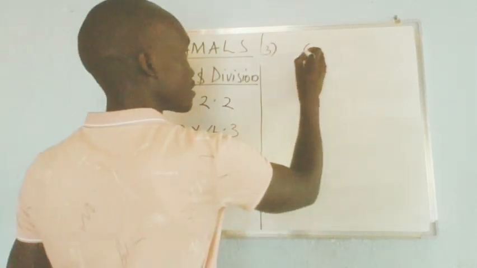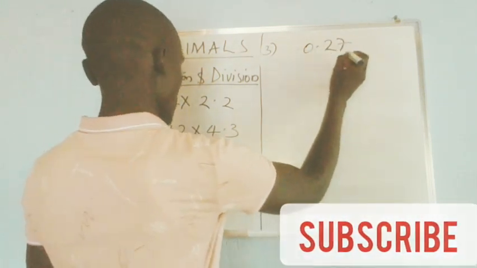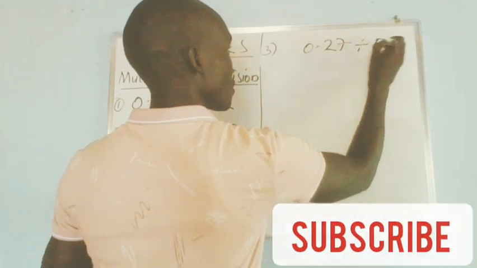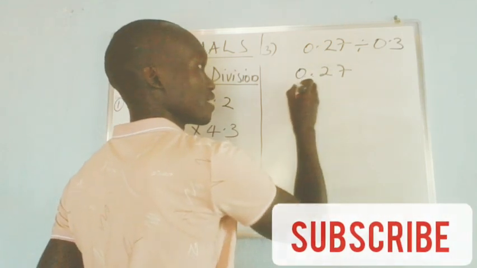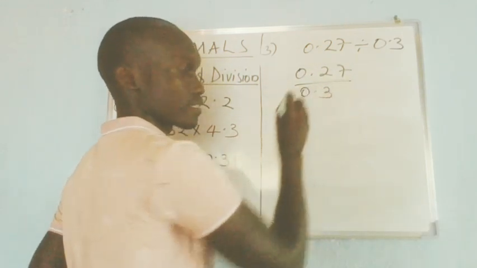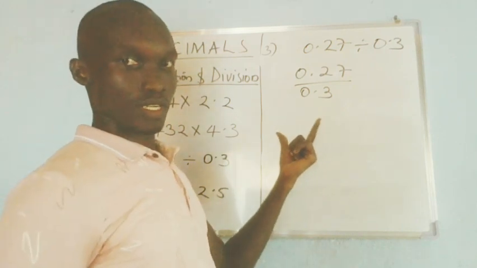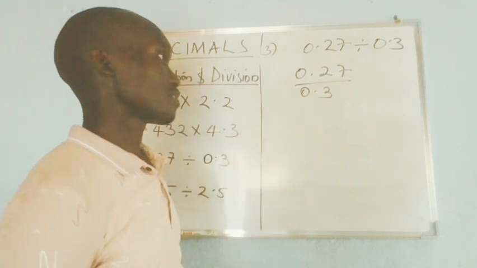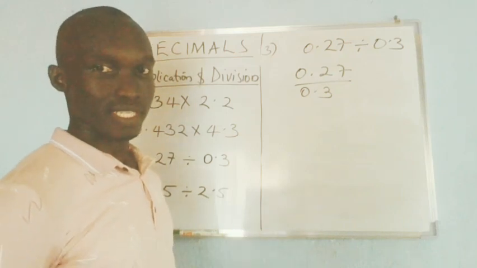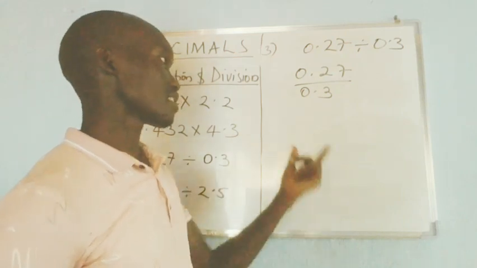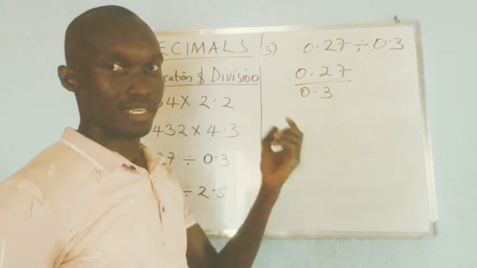Number 3 is 0.27. We can write this number divided by 0.3. This same number can be written as 0.27 divided by 0.3. It's still the same number. Now, for easy division, we make sure we eliminate the decimal points. And we eliminate the decimal points by multiplying with its appropriate decimal place. In this case, we have 0.3. So this is tenths. We multiply this by 10.